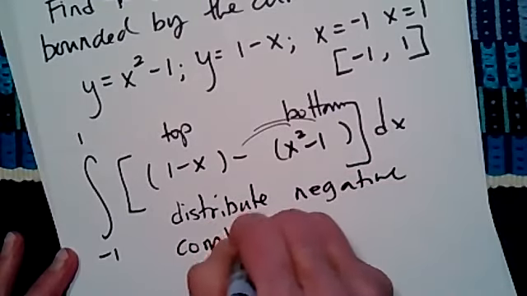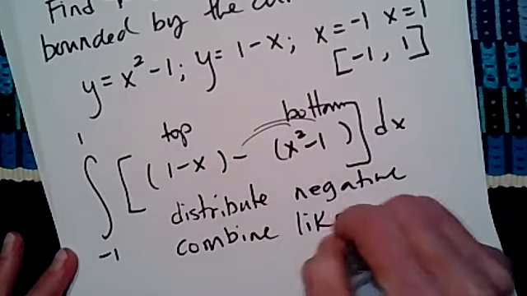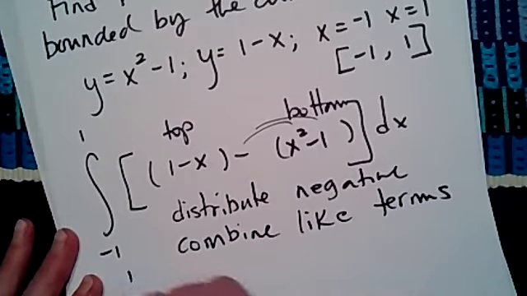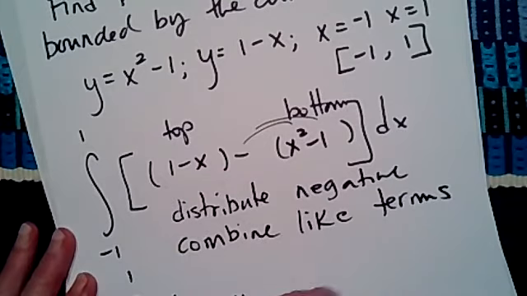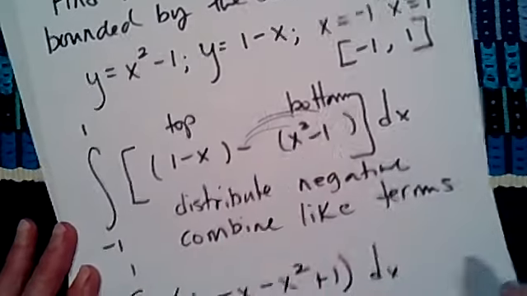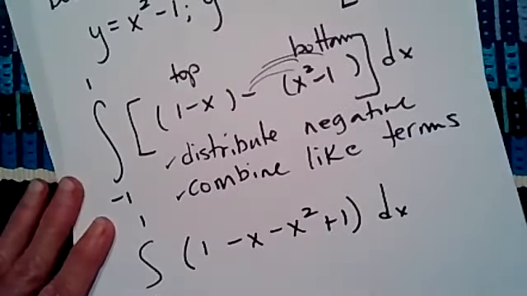And if you don't put your parentheses, you'll forget to distribute your negative through the whole thing. So don't forget your parentheses. So that's going to be 1 minus x, minus the quantity x squared minus 1, dx, right? When I distribute, minus x squared and plus 1. So I distributed my negative. Now I'm going to combine my terms from -1 to 1. I'm just going to put it in descending order, minus x squared plus 2 dx.